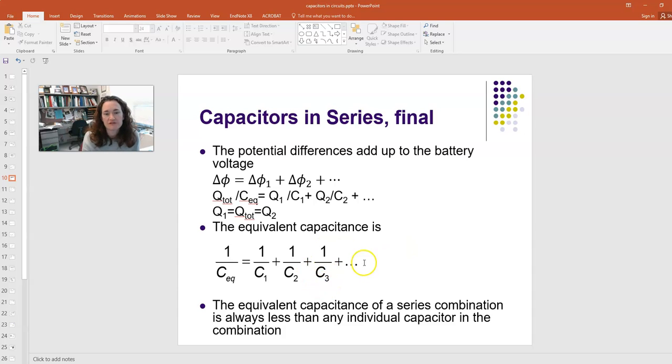So this is how you find the equivalent capacitance for capacitors in series. You add the reciprocals and then take the reciprocal of that.